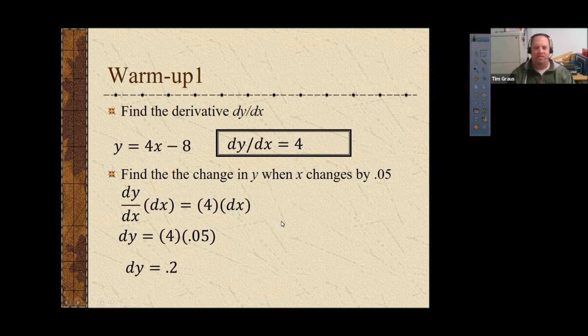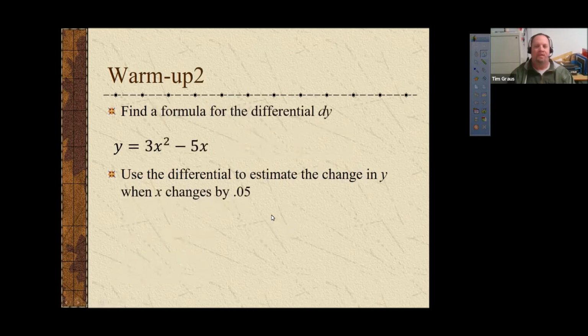But now let's try a second warm up. See if you can find a formula for the differential dy for the function y equals 3x squared minus 5x, and use that differential to estimate the change in y when x changes by 0.05. You can pause the video and try this out yourself.